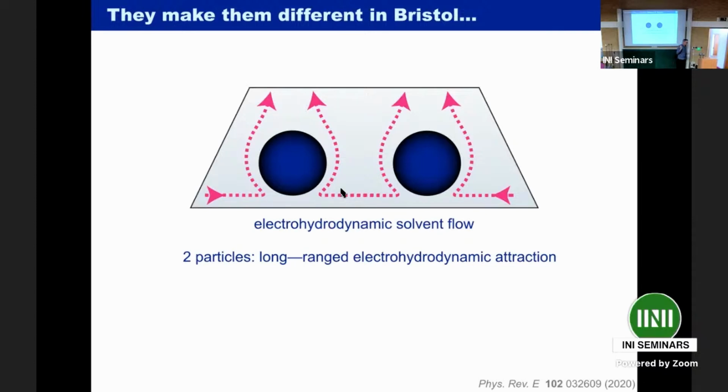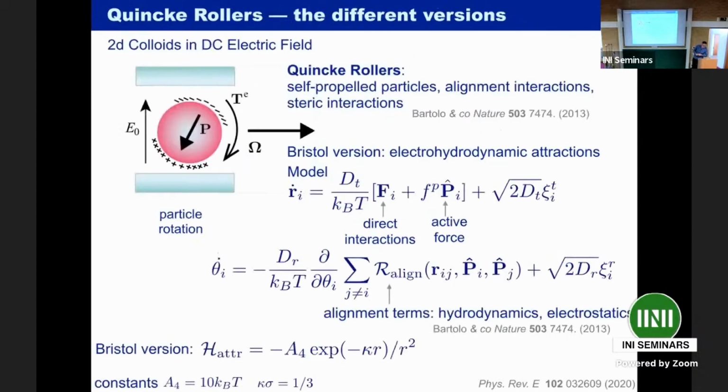This only happens in Bristol. I don't know why, but I can discuss why; for our purposes, it happens in Bristol. There are other examples of Quincke rollers in the literature where it doesn't happen, or doesn't happen anything like as much. But this does mean that the particles behave differently. We've added a long-range attraction term into their equations of motion, such that we can describe this long-range attraction that leads to this behavior.